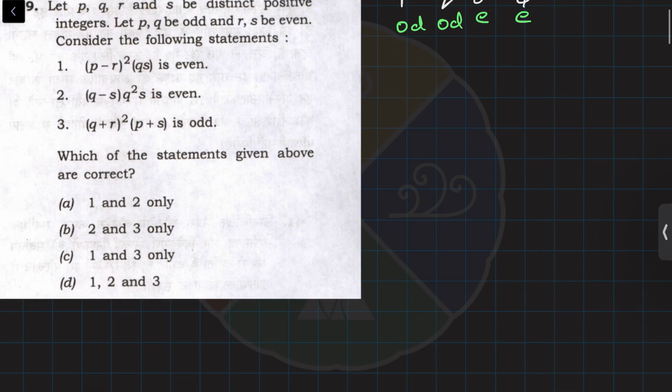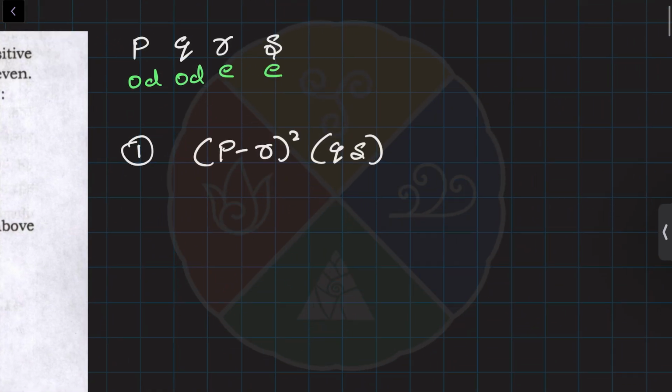Consider the following statements. So I am going to take the first statement, number 1, which is (P minus R) square into QS. They are saying it is even. Let me correct this, it doesn't look beautiful. Yes. You should know they are not saying it can be even. They are saying it is even. It is a strong statement. They are basically telling us that it is always even. So to solve this problem, I'm going to solve it.